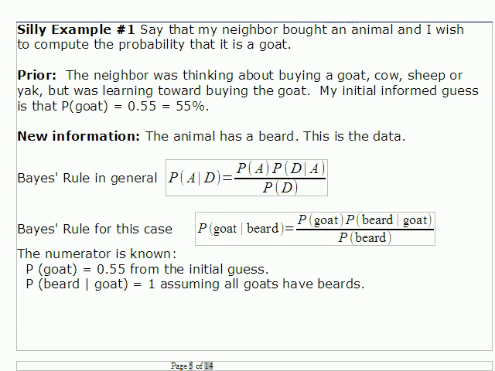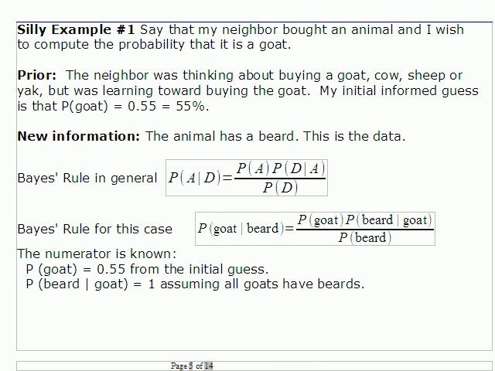We'll start with a silly example. Silly examples are always good because they tend to stick in the mind. Maybe this one is not silly enough to stick, but here we go. Let's say that my neighbor said that they're going to buy an animal, and I want to compute the probability that it is a goat.